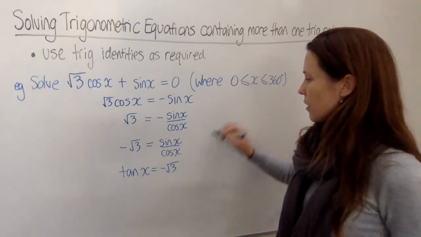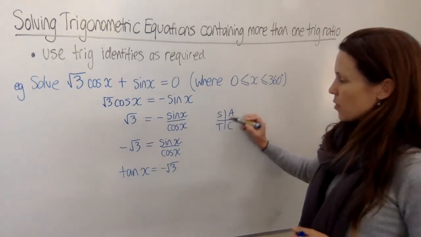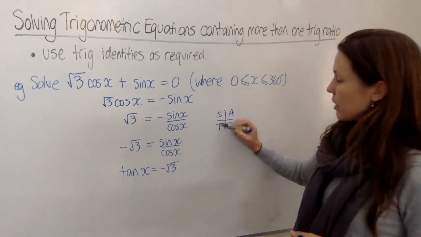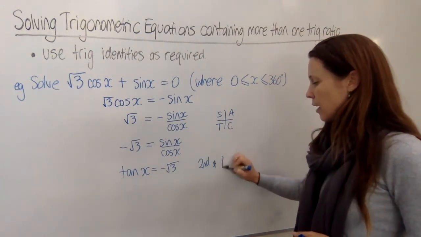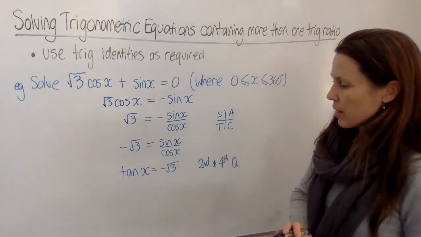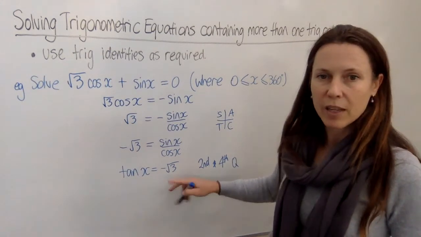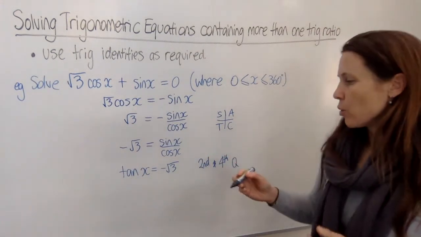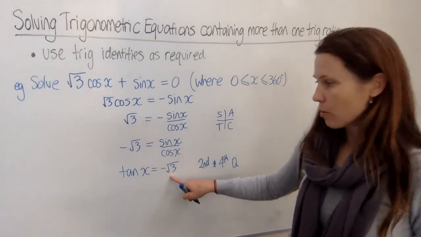Now if tan is negative, think through all stations to central. Tan is positive here and here, so it'll be negative in the second and the fourth quadrants. So we want second and fourth quadrant. Alright, so think about tan of something is root 3. Now from our table of exact values, we know tan of 60 degrees is exactly root 3.